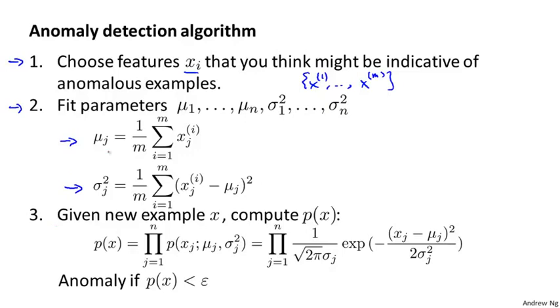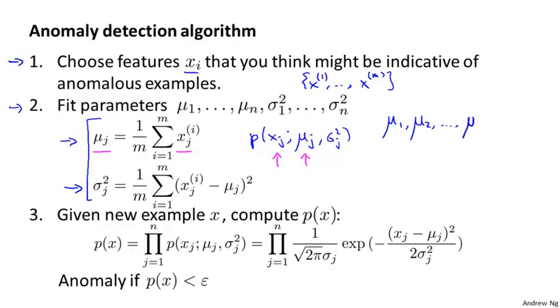And just to give some interpretation, mu_j is my average value of the jth feature. So mu_j goes in this term p of xj, which is parameterized by mu_j and sigma squared j. This says, for mu_j, just take the mean over my training set of the values of the jth feature. And you compute these formulas for j equals 1 through n. So you use these formulas to estimate mu1, mu2, and so on up to mu_n, and similarly for sigma squared.